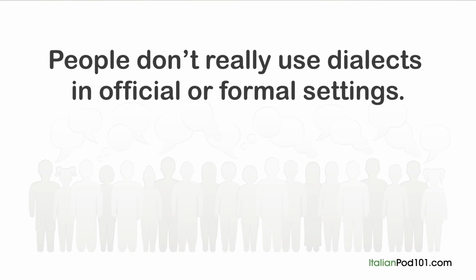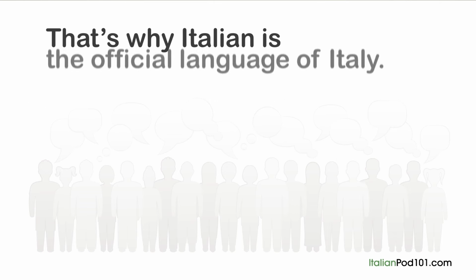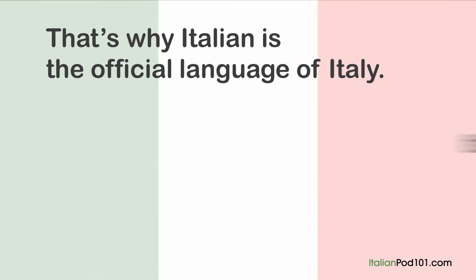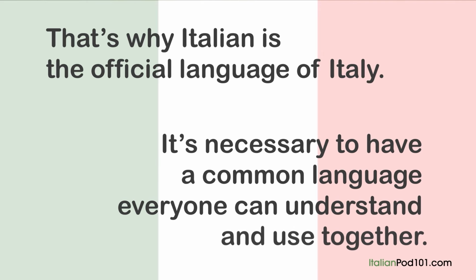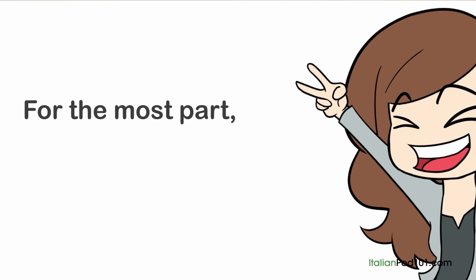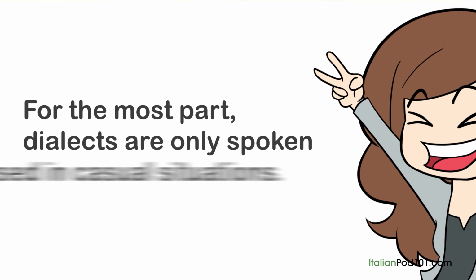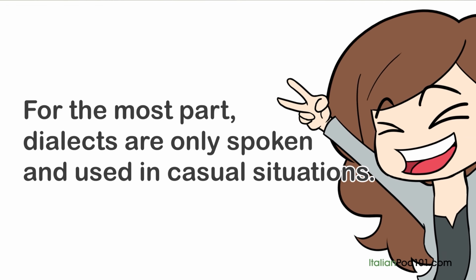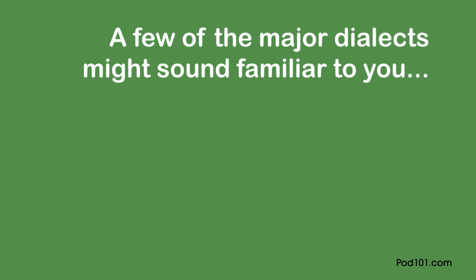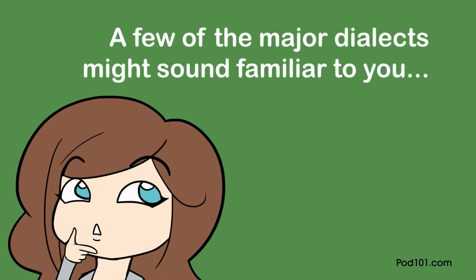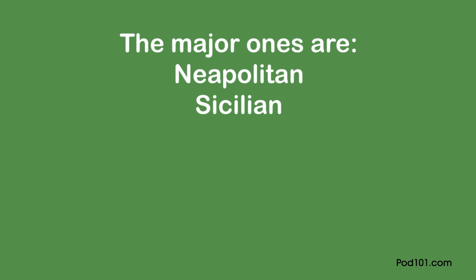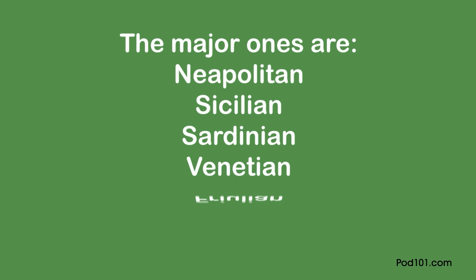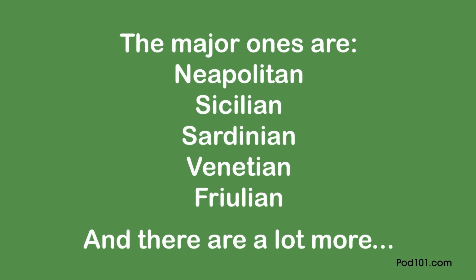People don't really use dialects in official or formal settings. That's why Italian is the official language of Italy. It's necessary to have a common language everyone can understand and use together. For the most part, dialects are only spoken and used in casual situations. A few of the major dialects might sound familiar to you. The major ones are Napolitan, Sicilian, Sardinian, Venetian, and Friulan, and there are a lot more.